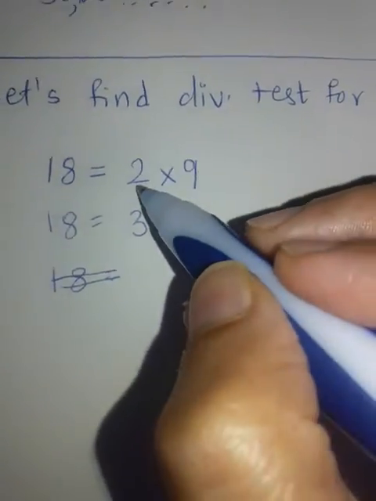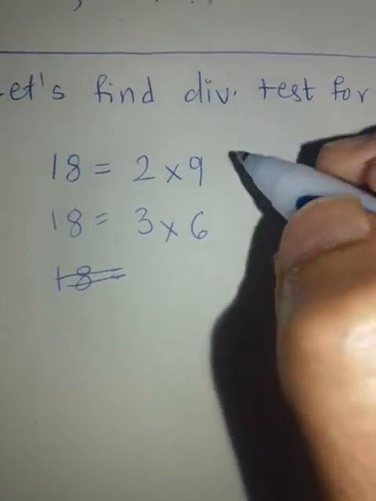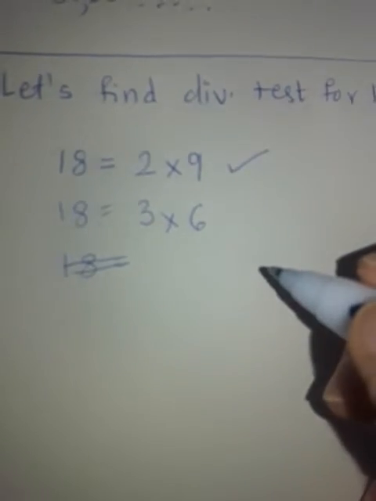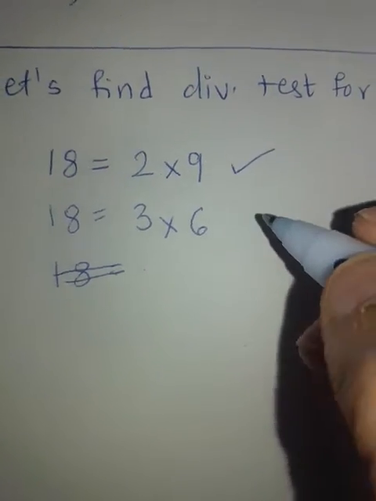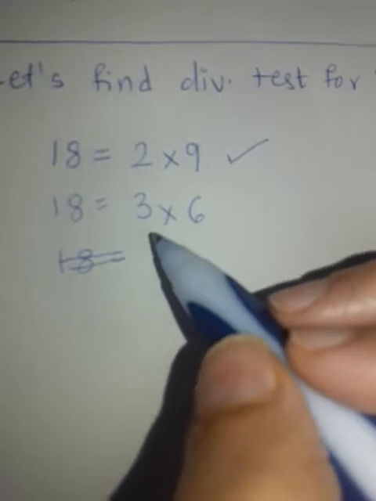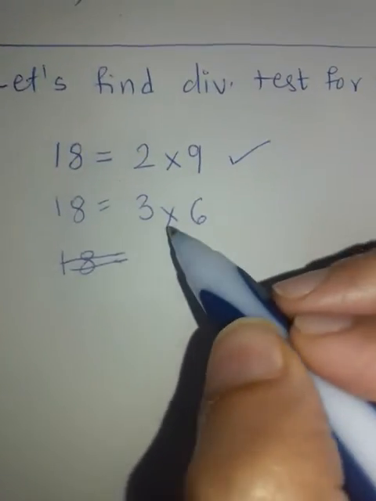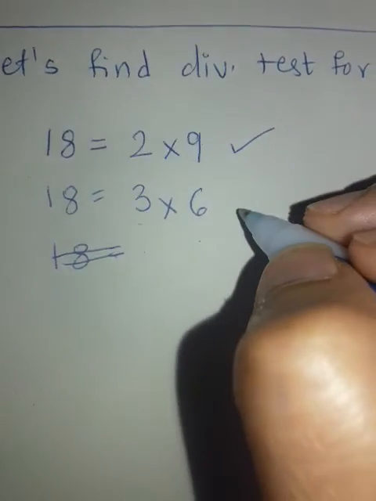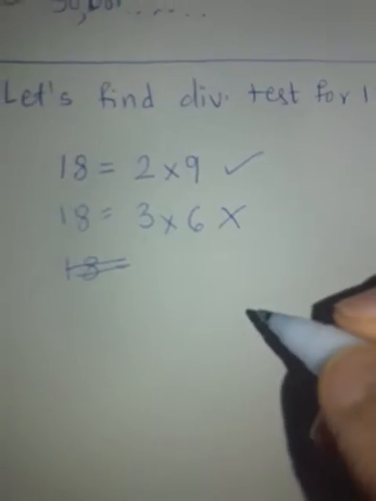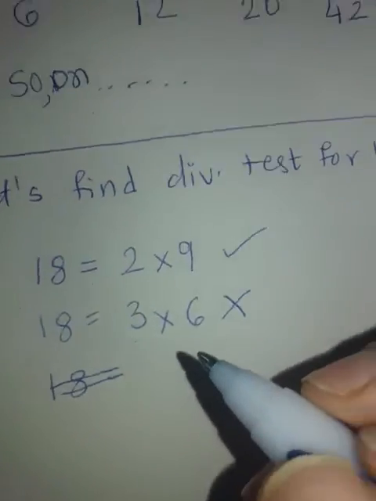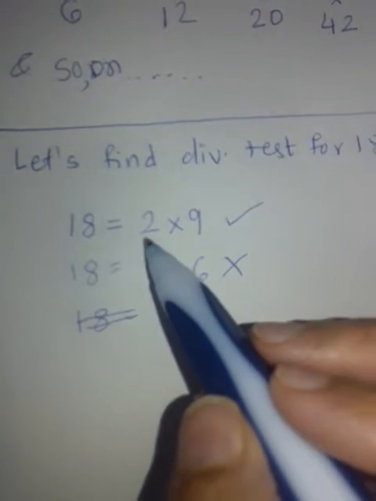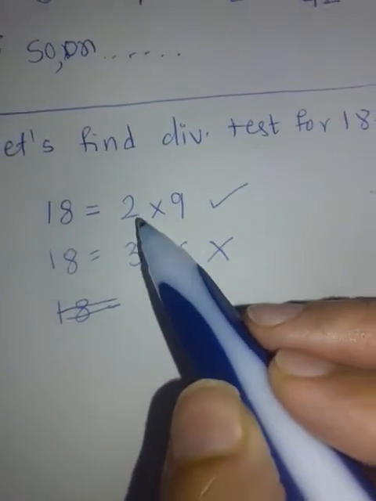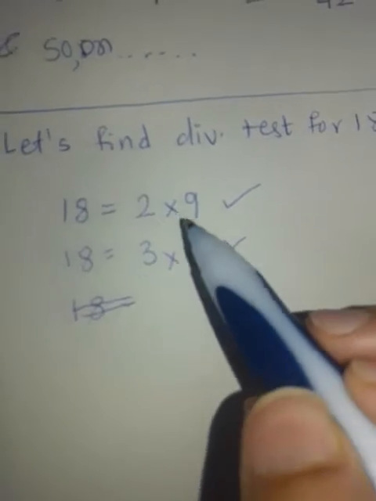2 and 9. Do they have any common factor? No. We can consider this as our pair which satisfies our trick. 3 and 6. Do they have any common factor? Yes, 3 itself is a common factor. So this pair we can't consider for our trick. 18 is equal to 2 multiplied by 9, and 2 and 9 do not have any common factor.